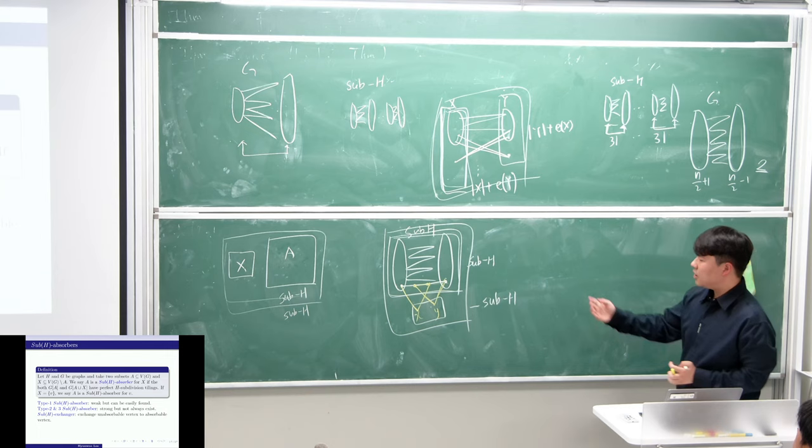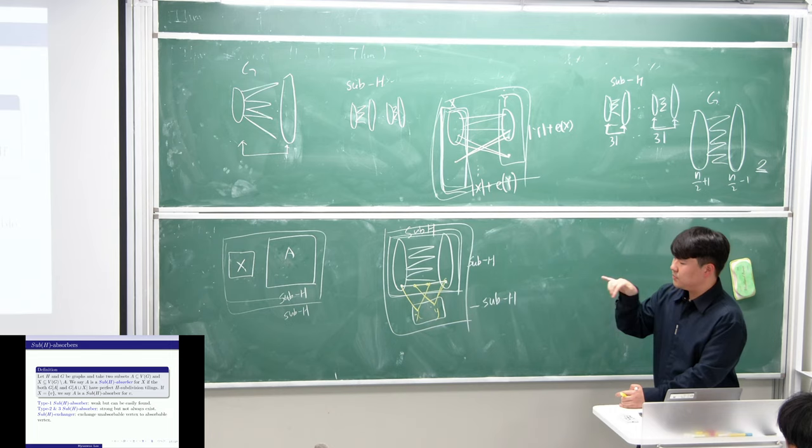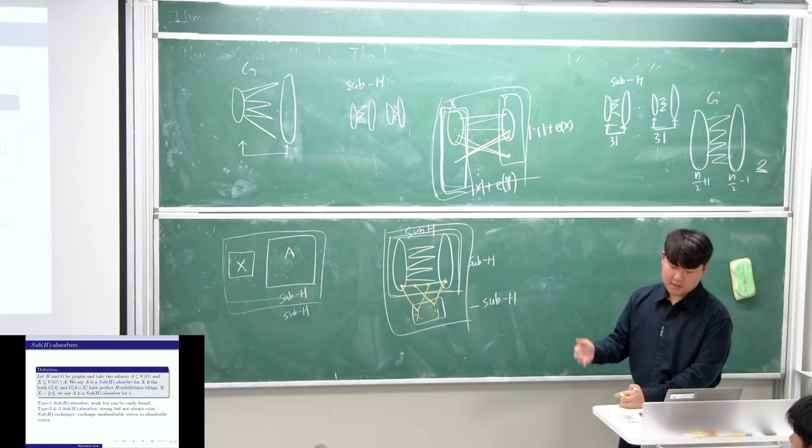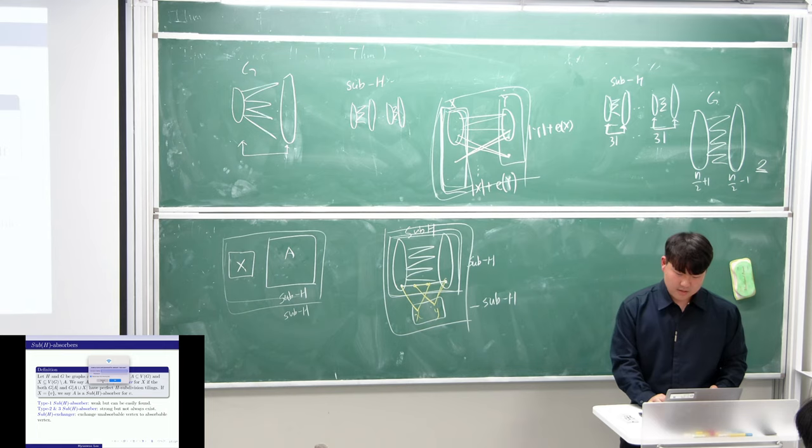However, when we use a type 1 sub-H absorber, we cannot absorb single vertices one by one. We must absorb a pair of vertices simultaneously. So it is in some sense weak. However, this is a bipartite graph, so we can easily find it by some supersaturation and some other things. So it's weak, but it can be easily found.